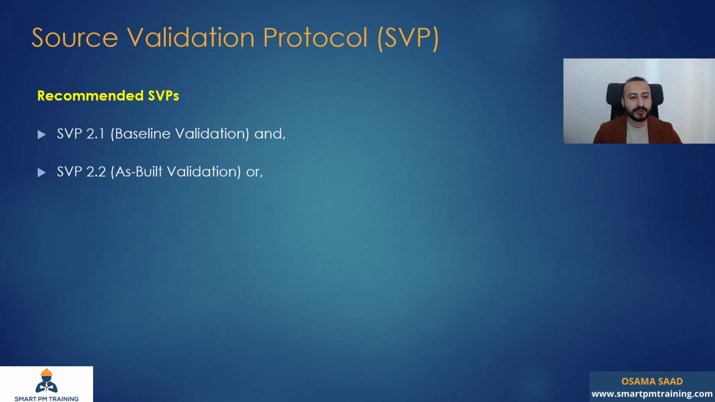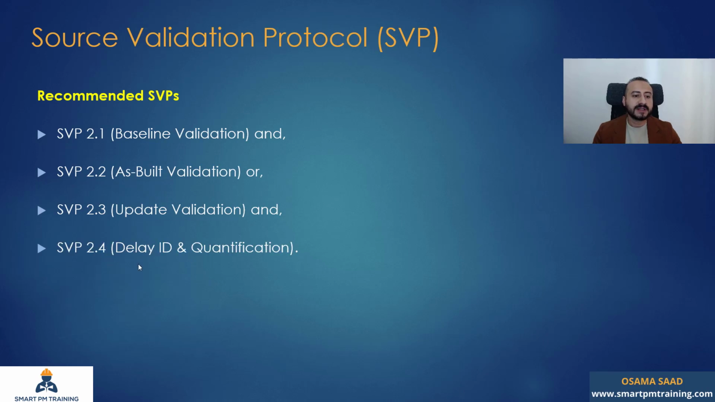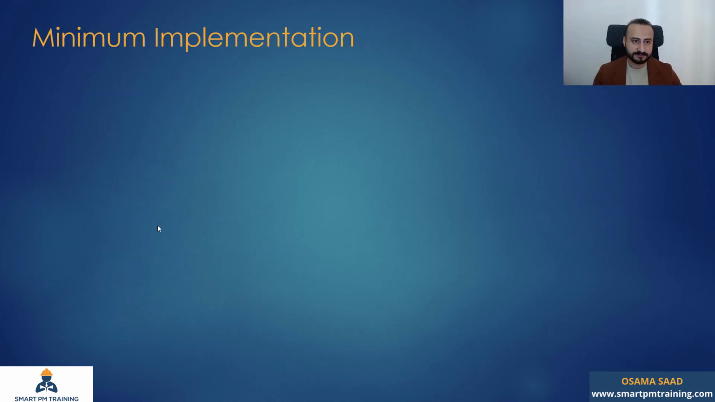So we need both. Or update validation. So you don't need both of them. Only one is enough because we don't use the schedule update itself as an XER file. If you are using Primavera, we need the actual data only, the as built records. So that's why we need 2.2 or 2.3. We also need the delay ID and quantification. Enhanced SVPs according to the RP are not used in this method.